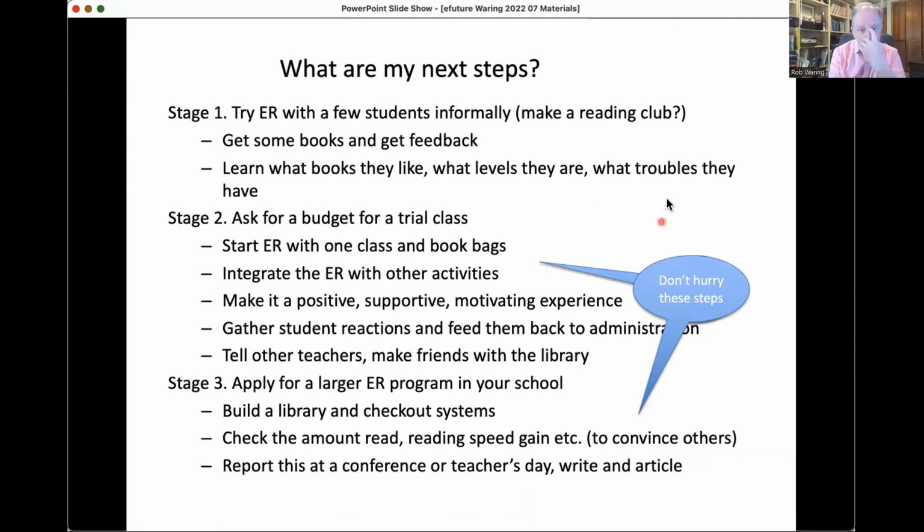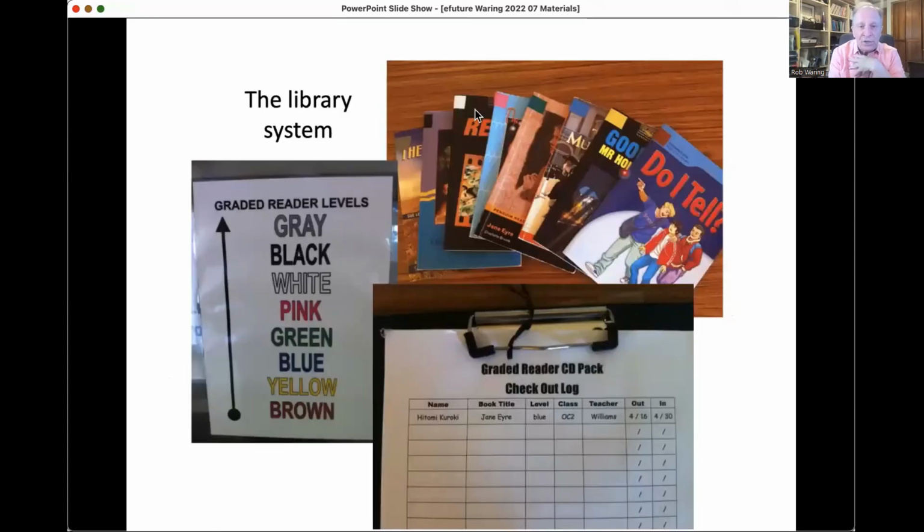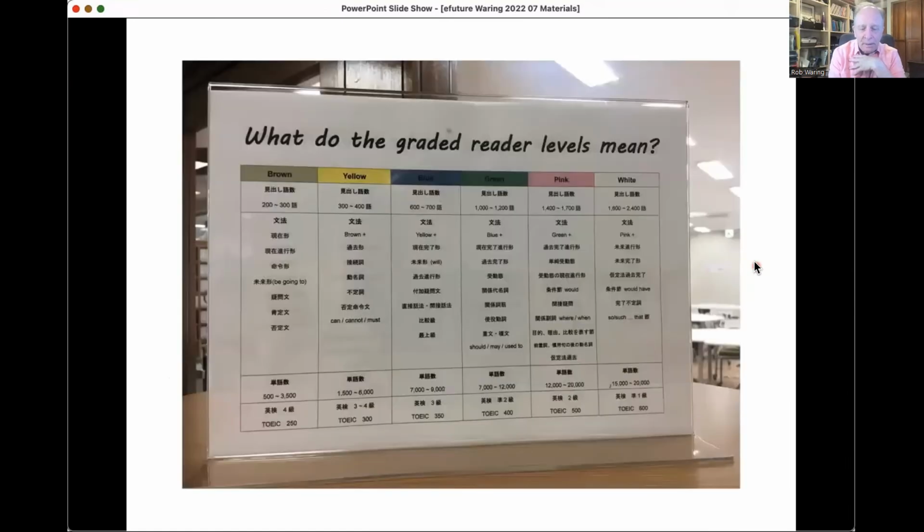So when you're building your library, it's a good idea to put the books into some kind of level. So I put color codes on our books. We know the brown books are the easiest. And so students can very quickly see what level the books are, and try and keep some kind of record of what they've been reading. And make sure that they know what the graded readers are. So this is for my university here.